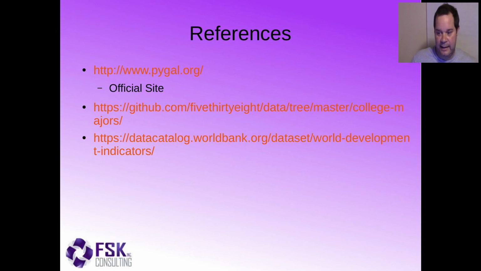That is actually it. The references: the official site of PyGal, I'd certainly welcome you to take a peek there. The 538 CSV is located in their GitHub. And then for that last world chart, the world development indicators is a pretty lengthy data set, again CSV, and that was valuable in generating the previous slide.